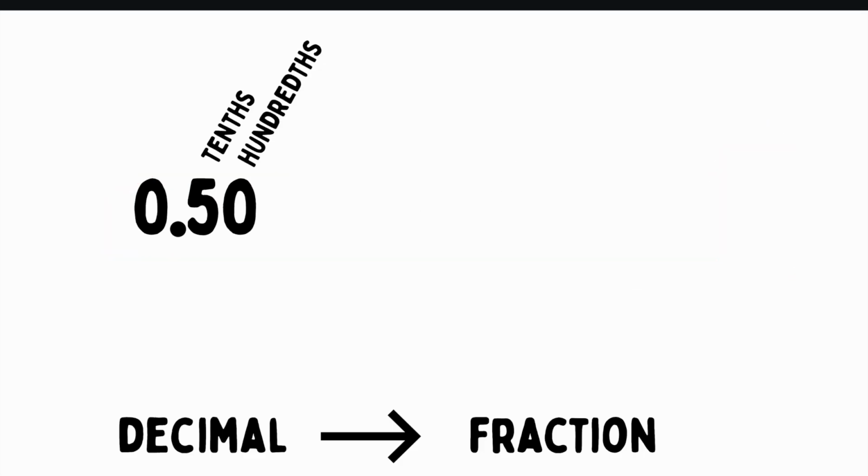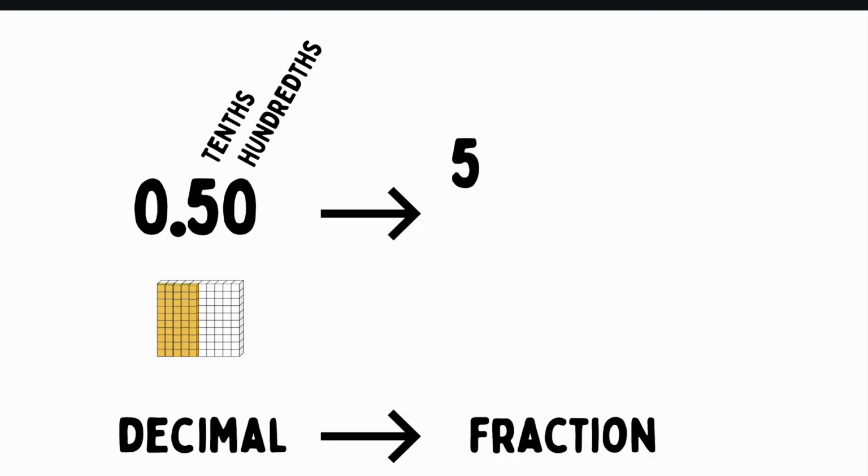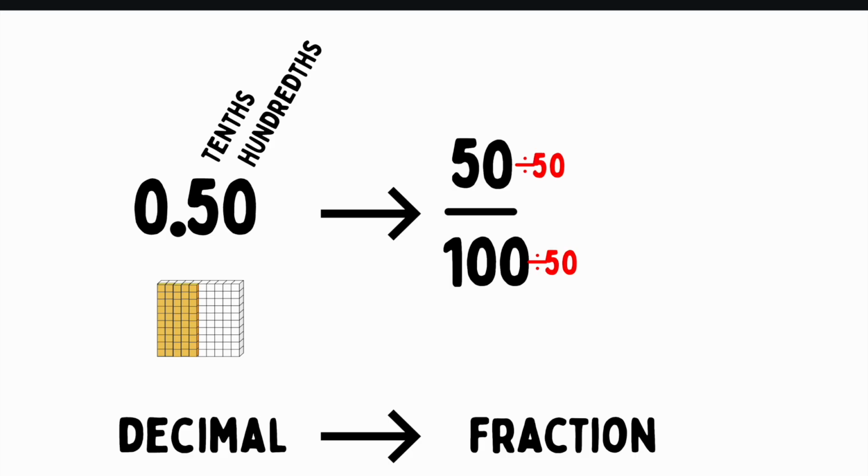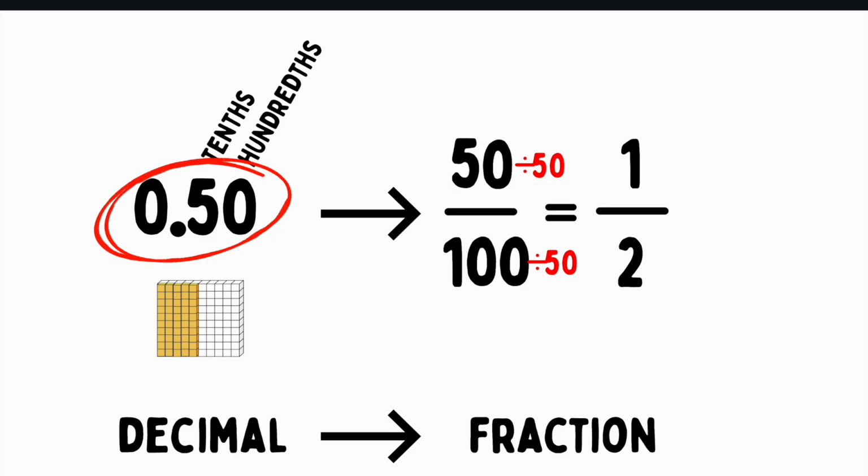0.50, or 50 hundredths. We have a 5 in the tenths place and a 0 in the hundredths place. We have 5 tenths. Now let's turn that into a fraction. We have 50 out of 100. Let's simplify. We can divide the numerator by 50 and the denominator by 50. 50 divided by 50 is 1, and 100 divided by 50 is 2. That means that 50 hundredths, or 0.50, is the same thing as a half. We notice in the model that we have half of 100.